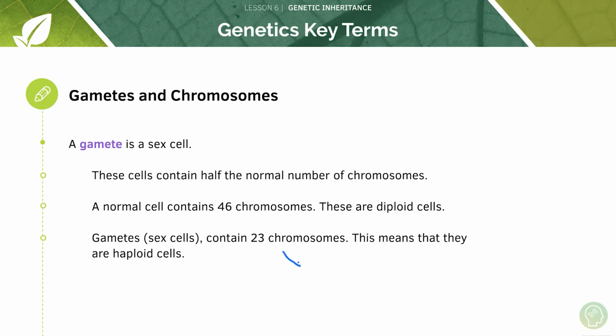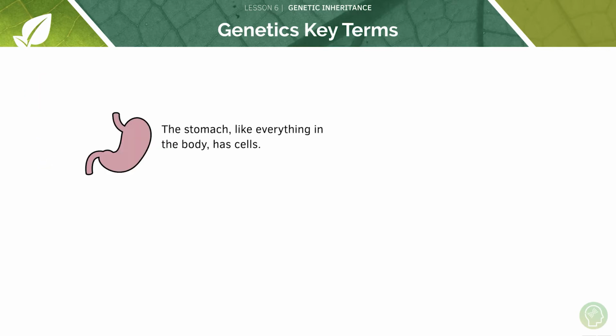And sometimes we use this notation. Haploid cells have N chromosomes, diploid cells have 2N. So that's our single set of chromosomes, that's our pairs of homologous chromosomes. N is equal to 23 here. Diploid cells contain 2N, so 23 times 2, 46 chromosomes.